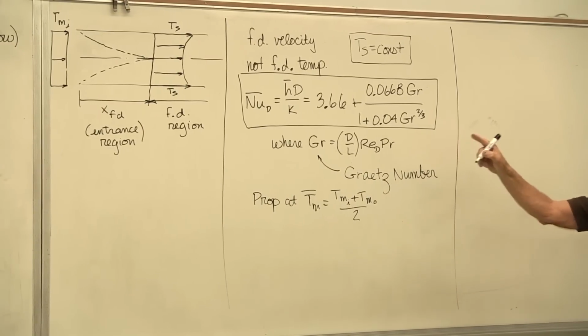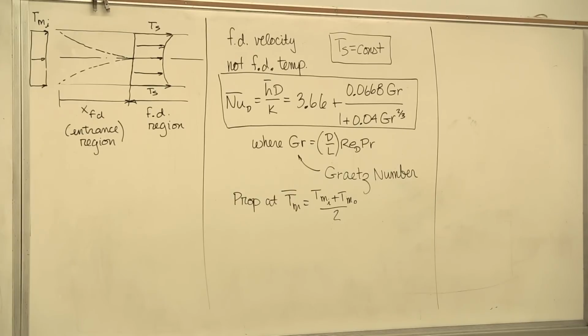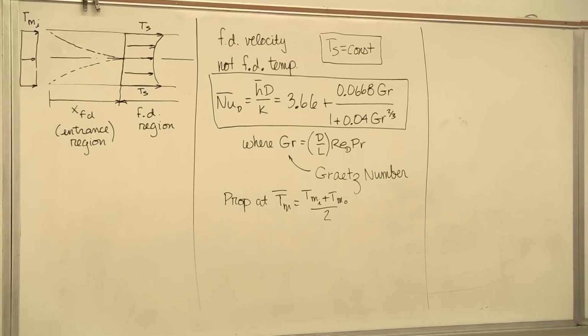So that's how it works. Now, where do you use that h bar? Go over here. Ts is constant. You would solve for that h bar first, then you'd put the h bar in the equation for the temperature at any x location and the heat transfer over the tube.